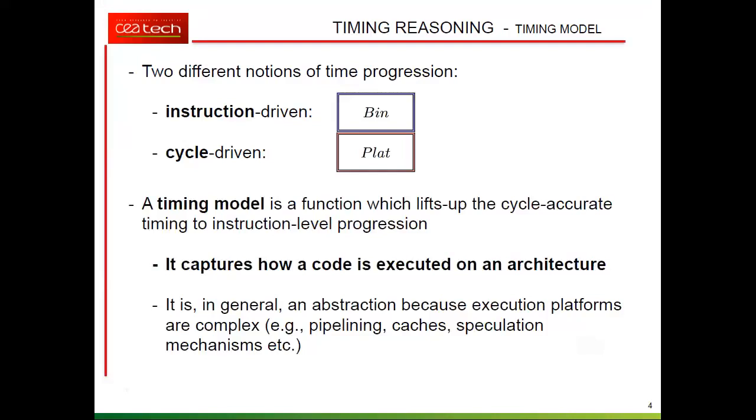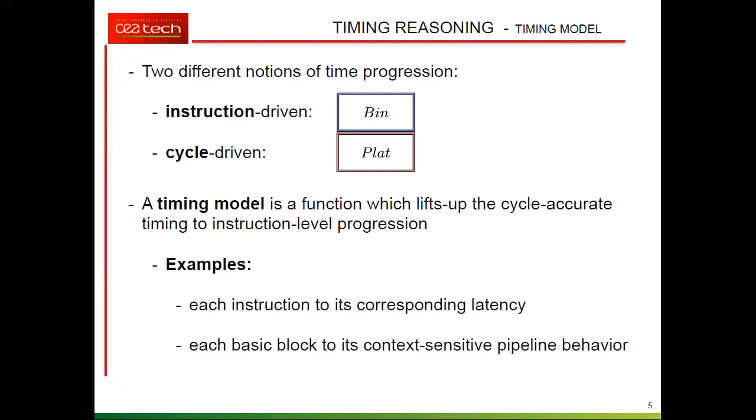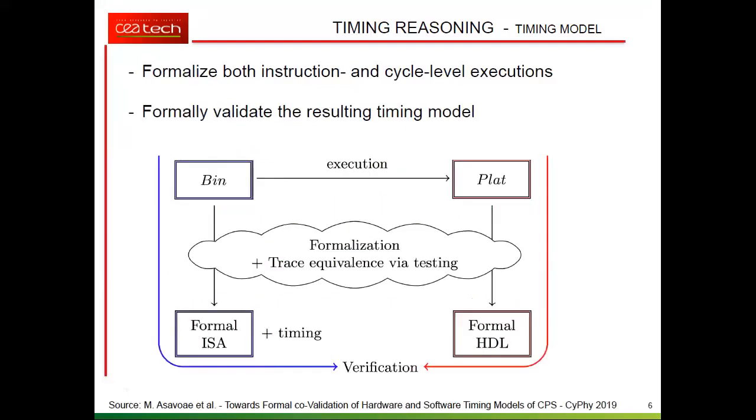This function may capture more or less accurately what happens in your system. In general, it won't be an exact mapping of code advancement and timing, but you'll have some abstractions. So a couple of examples of these timing models. On one hand you have a simple one where each instruction will be mapped to its latency through the execution on the platform, or you can lift the granularity a little bit and look at code fragments, known as basic blocks, which are code fragments with a single entry and a single exit, executed, let's say, on the pipeline. So you have a different granularity.